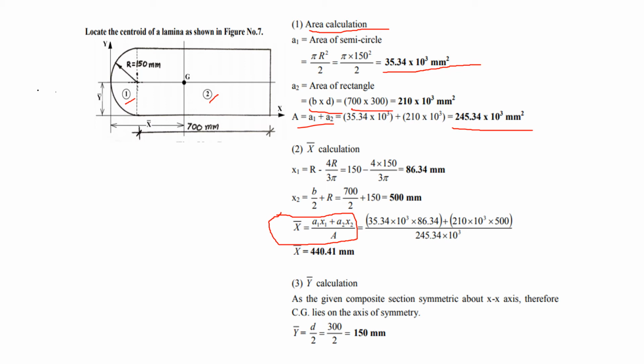So for x1, r minus 4r upon 3 pi, because this total area r minus 4r upon 3 pi, then we got the centroid position. And x2, that is for rectangle, b by 2 plus r.